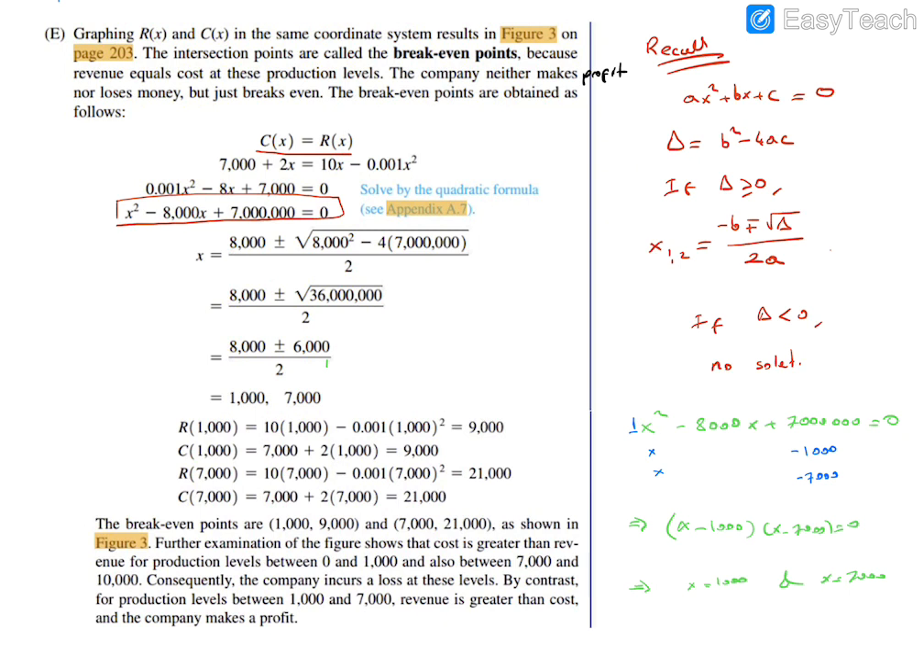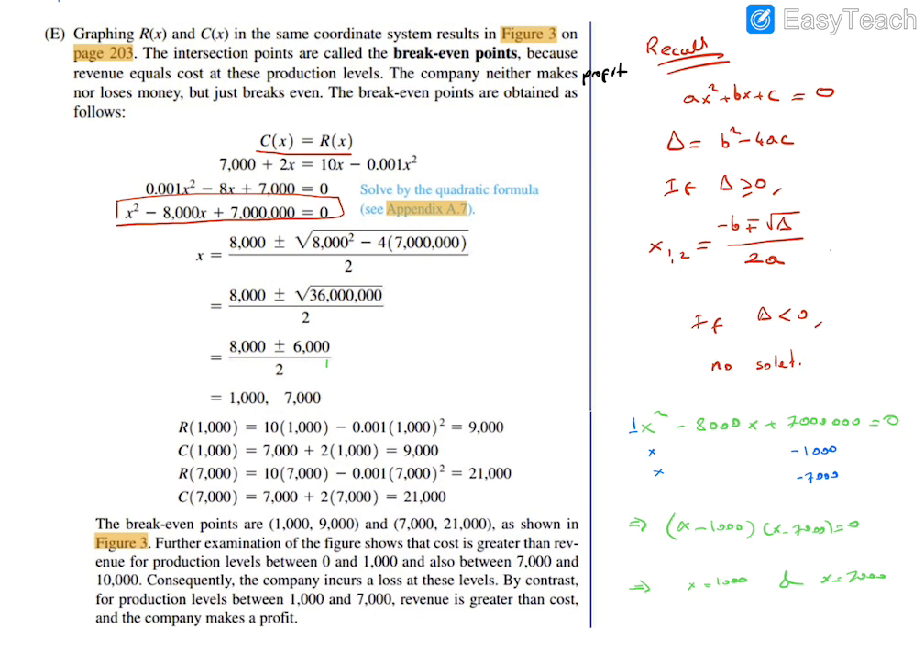There is no problem. At the break-even point, you can calculate the revenue and cost, and you will see, of course, that at each point the revenue and the cost are the same. This is the verification of that result. So the break-even points are: x is 1000, y is 9000; x is 7000, y is 21,000, as shown in the figure. I will show the figure to you.